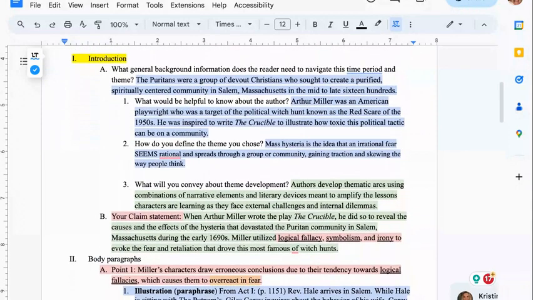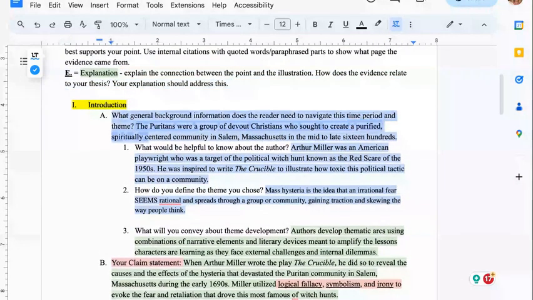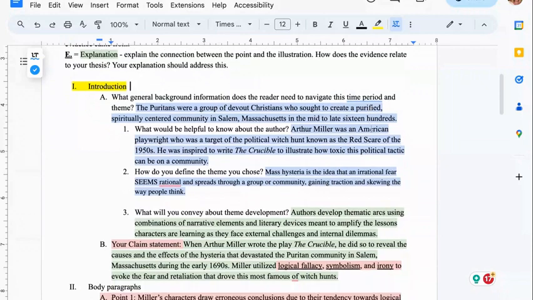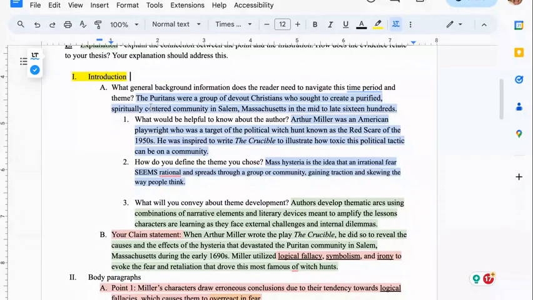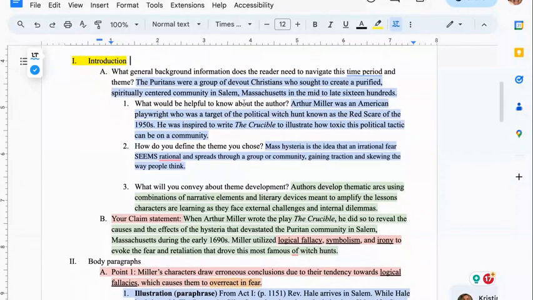Okay, so each section of the outline reflects a particular paragraph type in the actual essay. So in the introductory portion, the first thing you're going to want to do is answer each of these questions that I've laid out for you. Okay, so the first question is, what general background information does a reader need to know to navigate this time period and theme? So my thought on that, for example, would be that you'd have to know who the Puritans were and approximately what time period we're talking about.